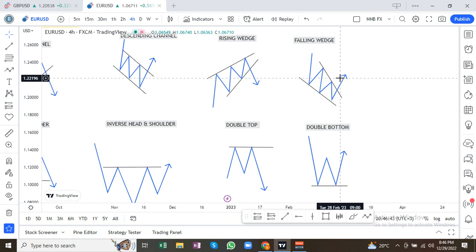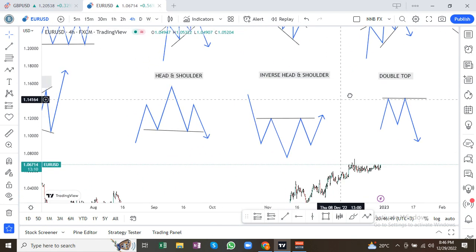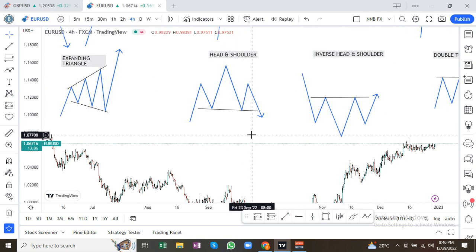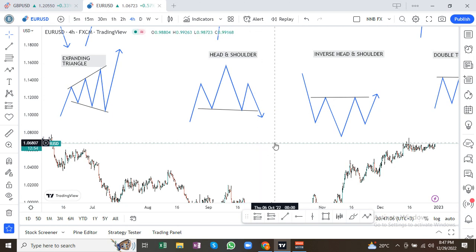The next pattern we'll be looking at is the head and shoulders. This right here. The head and shoulders pattern is one that is used in many different strategies and is common. It's a common pattern in the market, right? It resembles an actual head and shoulders.